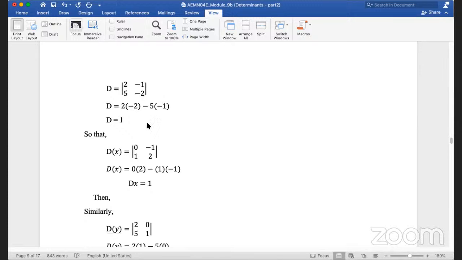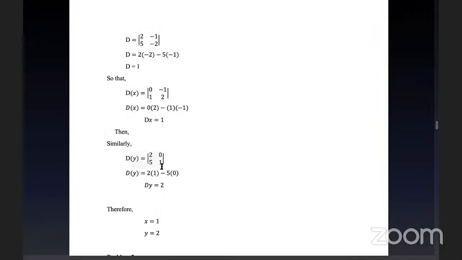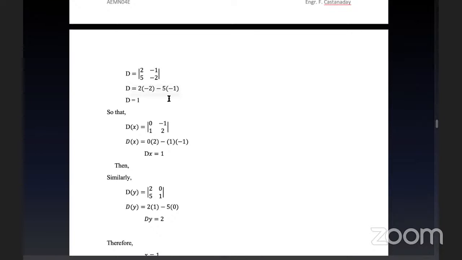I-highlight lang natin. And after we obtain the determinant D, we solve for the determinant X, or Dx, by replacing the first column, since yun yung coefficient ni x, papalitan natin siya ng vector of constants, yung 0, 1 kanina. So that's why our matrix here will be 0, negative 1, 1, 0.